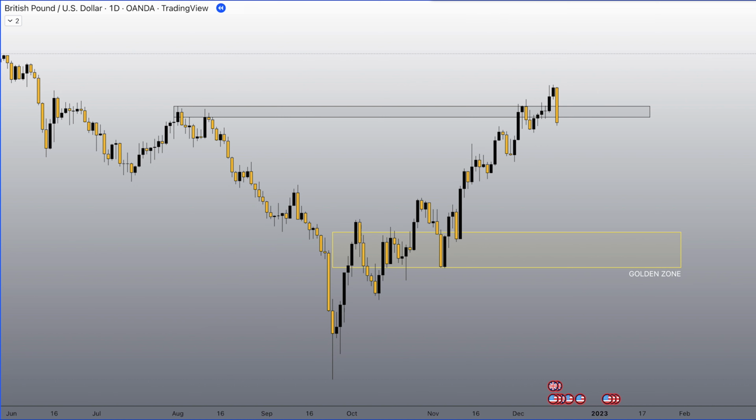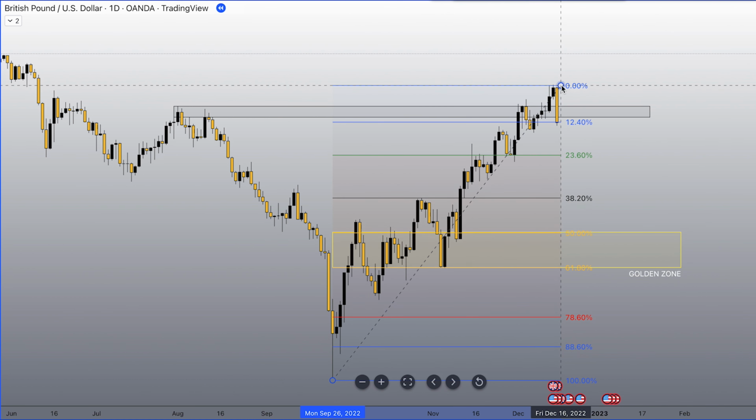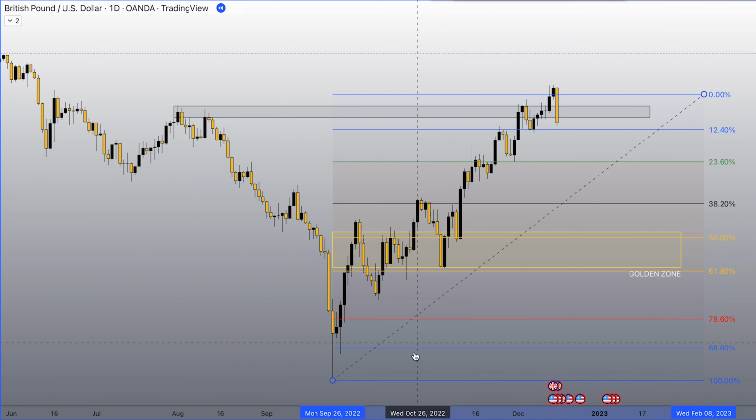Now you'll notice how I dropped that fib. Most people just kind of drop it like this, right? They just want to see the horizontal levels. That's not the right way. That diagonal line in there actually means something.